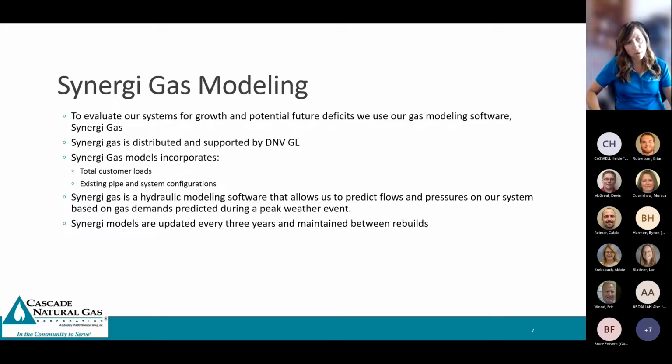And as part of our Synergy Gas modeling process, we rebuild our models every 3 years. And then between rebuilds, we maintain our models. I'll also mention that we have individual models for all of our Cascade systems. And they include our high pressure laterals, our distribution systems, and all of our larger diameter pipelines.